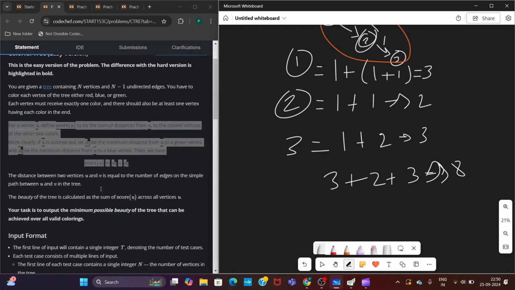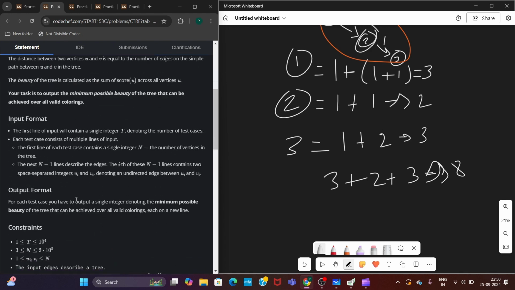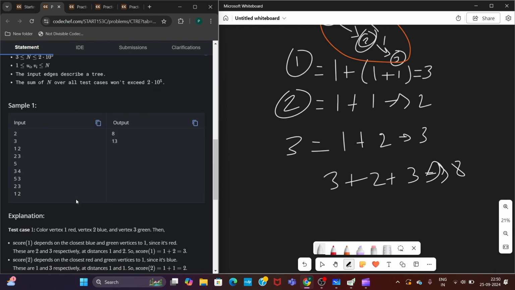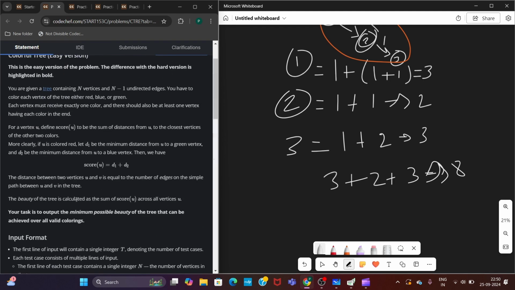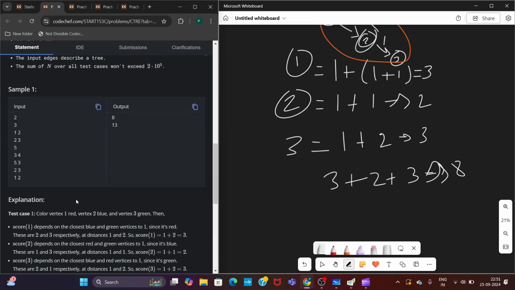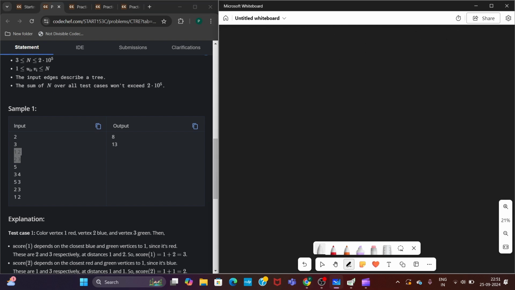So this is the basic meaning of this whole paragraph. Our task is to output the minimum possible beauty of the tree that can be achieved over all valid colorings, meaning different colors at each vertex. Let's read our first input, 1, 2, 3. It's similar to our first example only.